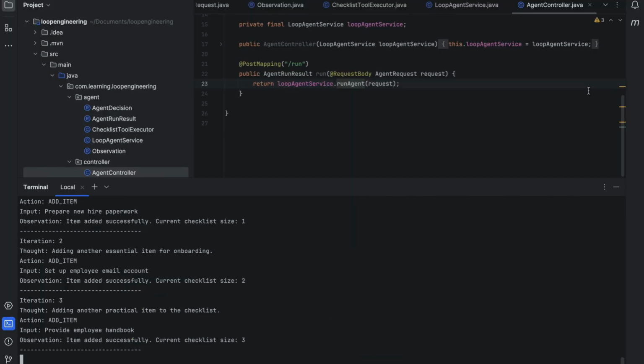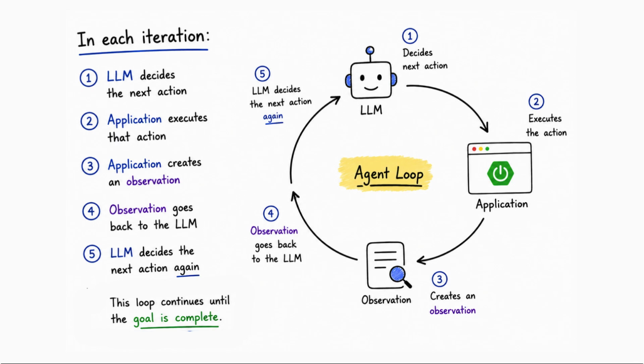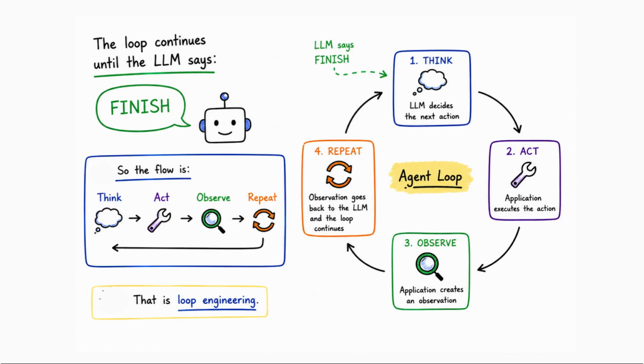In each iteration, the LLM decides the next action, the application executes that action, the application creates an observation, and the observation goes back to the LLM, which decides the next action again. The loop continues until the LLM says finish. So the flow is think, act, observe, and repeat.